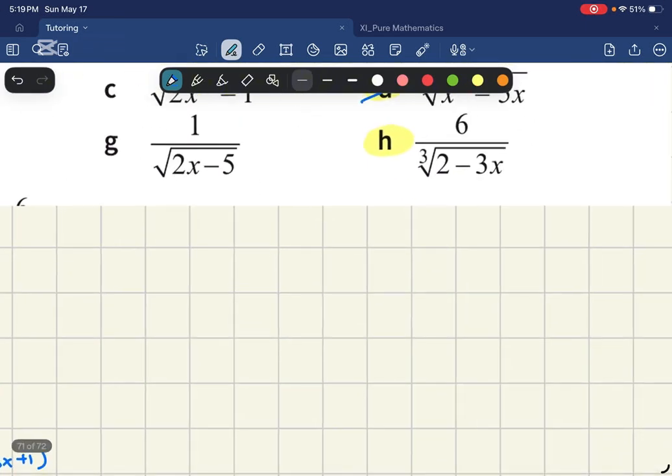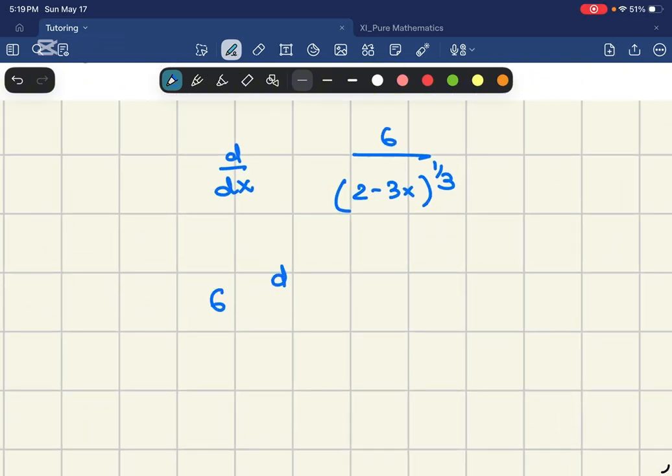And finally, you have h. So d by dx of 6 over 2 minus 3x to the power. Cube root is just to the power 1 over 3, right? You can factor out the 6. And you get 2 minus 3x to the power minus 1 over 3.